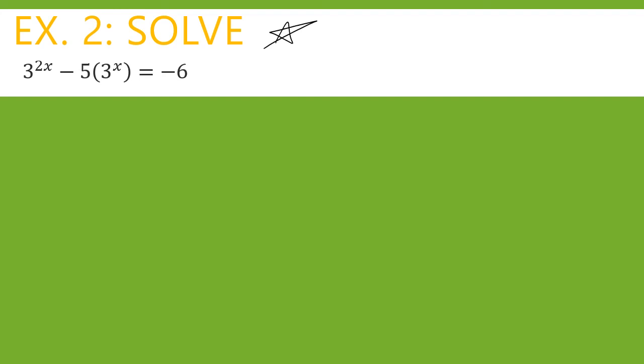What looks different about this? Hopefully you're thinking this has a 2x and an x. So far we've only seen exponents that have like x, or x plus 1, x plus 2, whatever, a binomial. We haven't seen anything like 2x. This actually is a quadratic exponential. Fun, right?